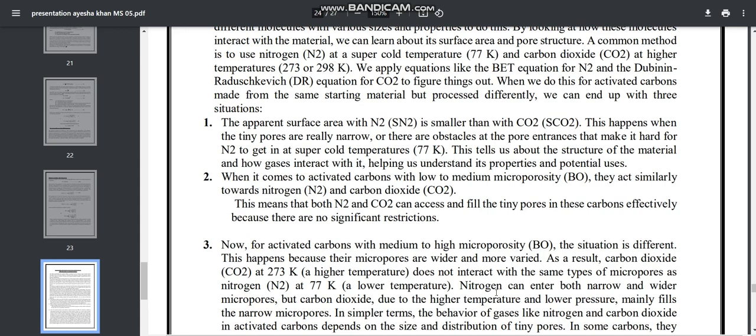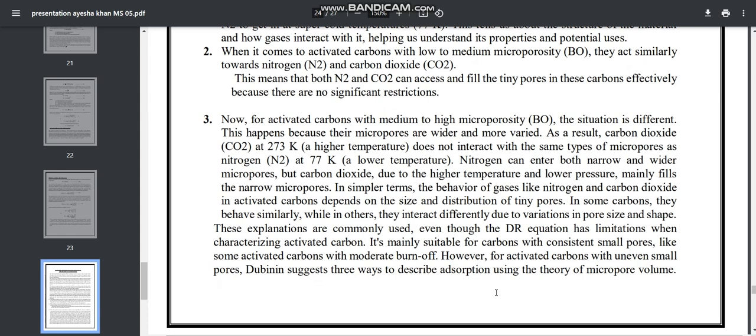The third one is the way gases enter the small pores being influenced by the structure of the material. If the surface area for nitrogen is less than the surface area for carbon dioxide, it implies narrow pores are obstructed, especially at low temperature. This knowledge helps to understand the material properties and potential uses. Activated carbons with low to medium microporosity exhibit comparable behavior with nitrogen and carbon dioxide. Both gases can effectively enter and occupy the small pores, suggesting no significant limitation in these carbons.